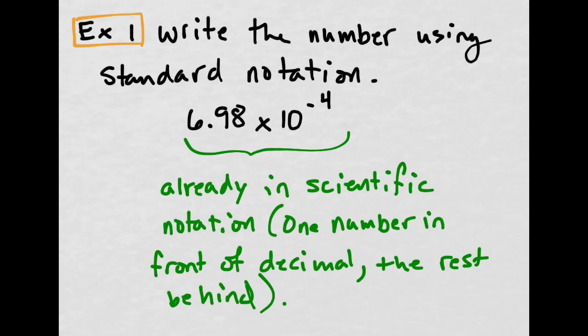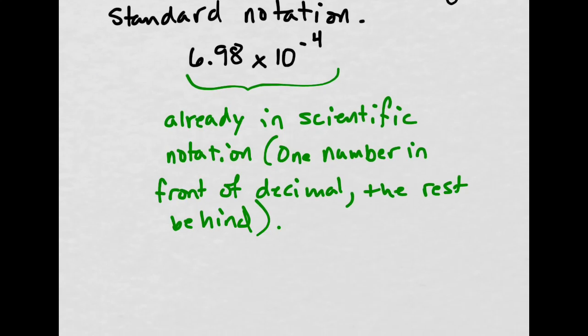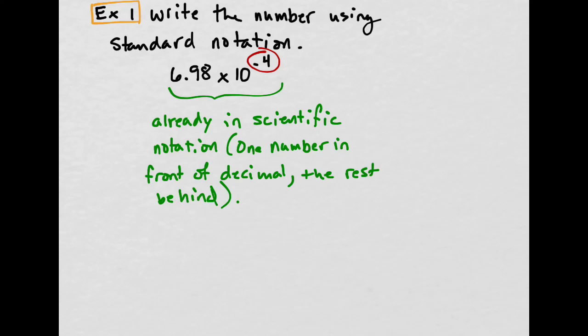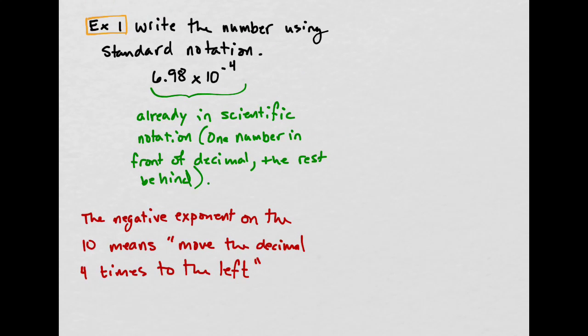Okay, so write the number using standard notation. This is very, very simple. All you're doing is paying attention to this exponent. Here it's a -4. Negatives mean you move to the left. So this -4 means you move this decimal place 4 times to the left. 1, 2, 3, 4. And you just put in zeros where you need to. The negative exponent on the 10 means move the decimal 4 times to the left. And then you'll have standard notation.